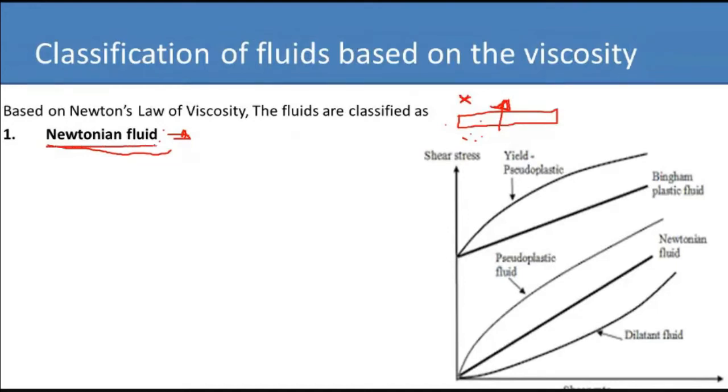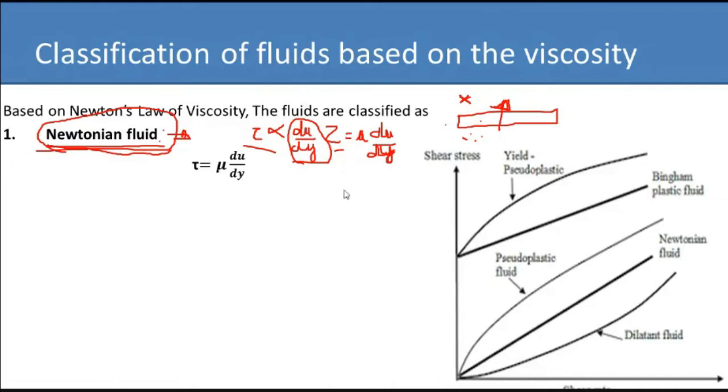So the fluid which obeys Newton's law of viscosity, for this fluid, shear stress is directly proportional to velocity gradient du by dy, or tau equals mu du by dy. Such type of fluid are called Newtonian fluid. So what is the definition? The fluid which obeys Newton's law of viscosity, and for which shear stress is directly proportional to velocity gradient, is called a Newtonian fluid. So for Newtonian fluid, tau equals mu du by dy.